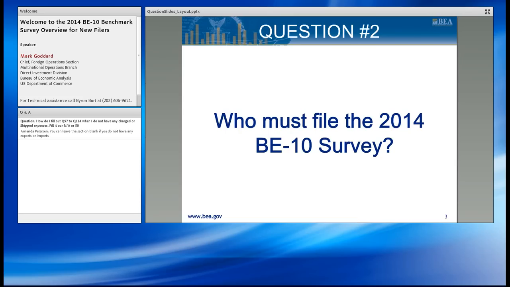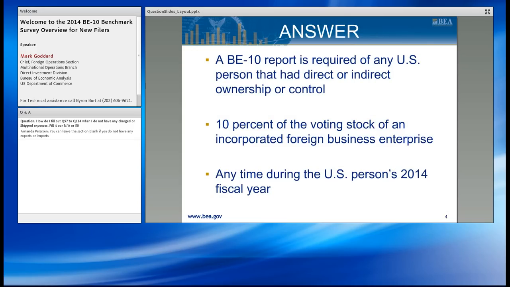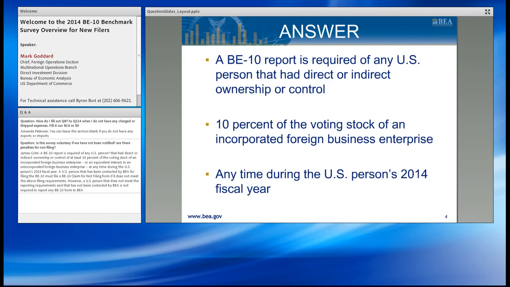Who must file the 2014 BE10 Survey? A BE10 report is required of any U.S. person that had direct or indirect ownership or control of at least 10% of the voting stock of an incorporated foreign business enterprise, or an equivalent interest in an unincorporated foreign business enterprise at any time during the U.S. person's 2014 fiscal year.